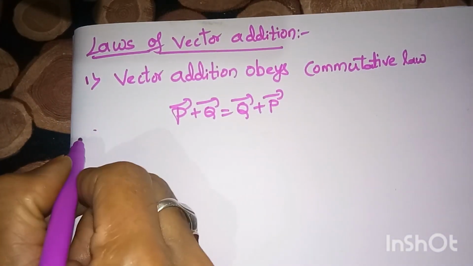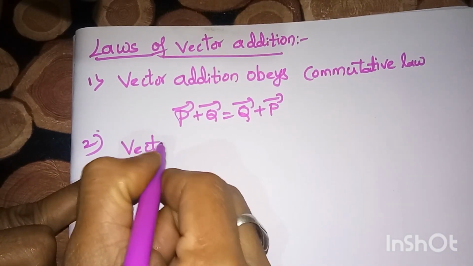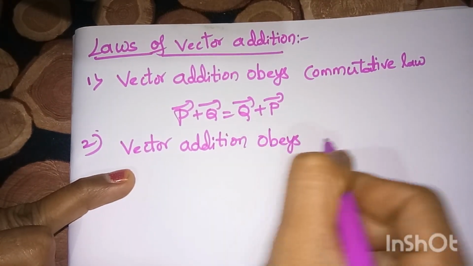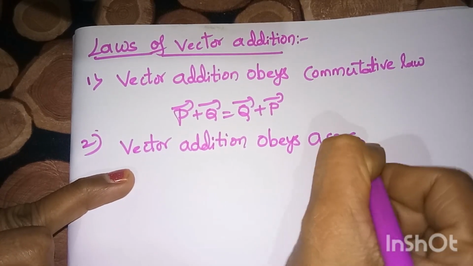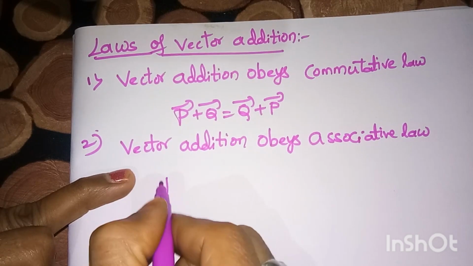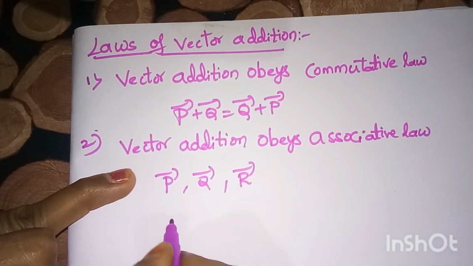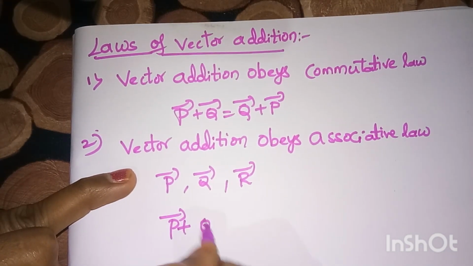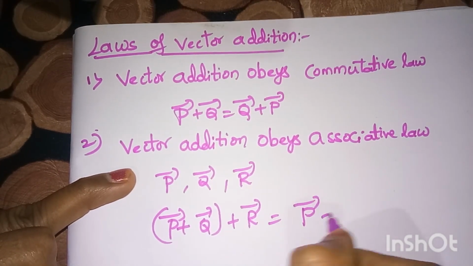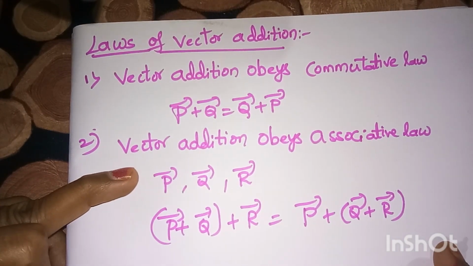Next, vector addition obeys the associative law. So p bar, q bar and r bar are three vectors. The associative law means p bar plus q bar, plus r bar, is equal to p bar plus q bar plus r bar. This is the associative law.